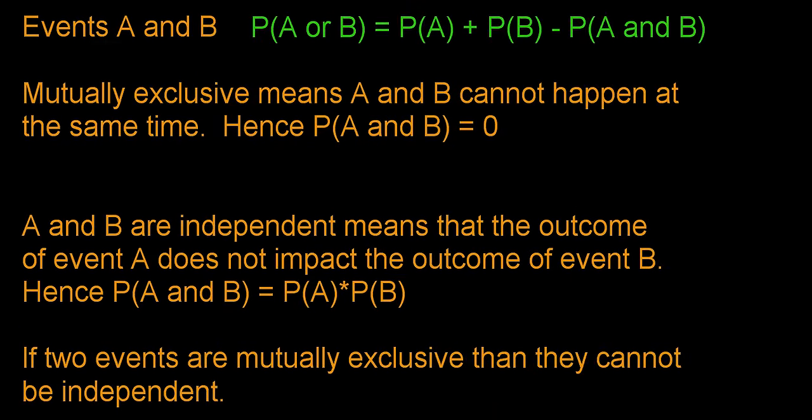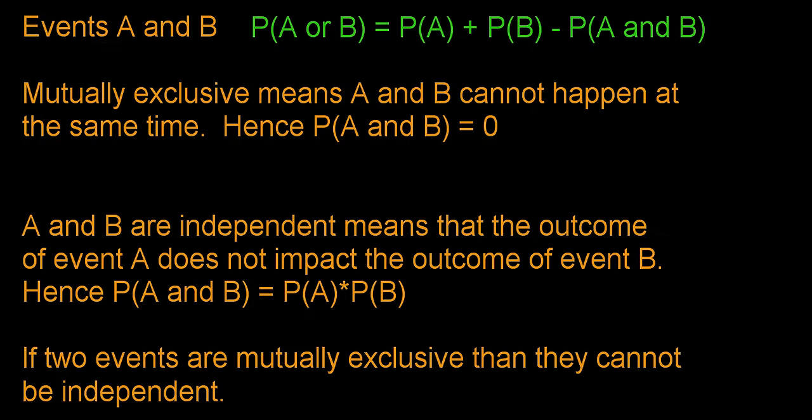Now, the formula I have up here in green is the addition rule. This is probably one of the most important rules for you to remember, and it is on the AP Stats formula sheet when it comes to probability. The probability of A or B is equal to the probability of A plus the probability of B minus the probability of A and B.